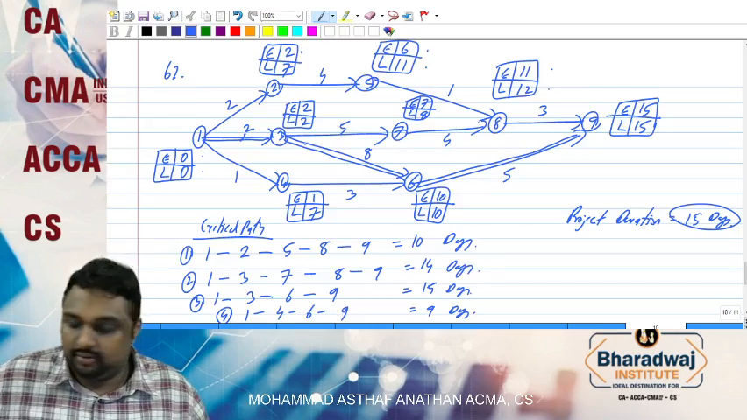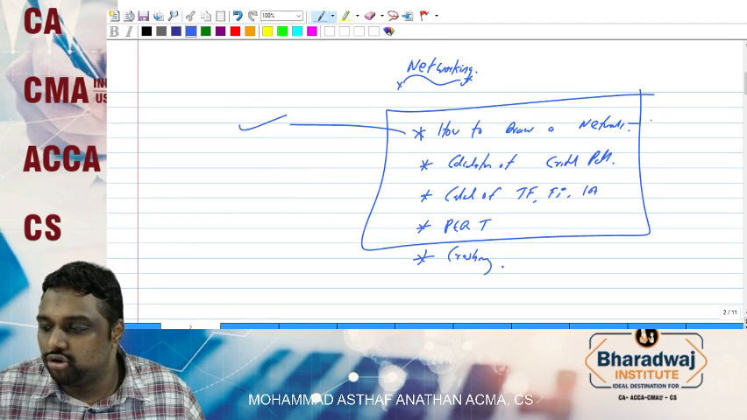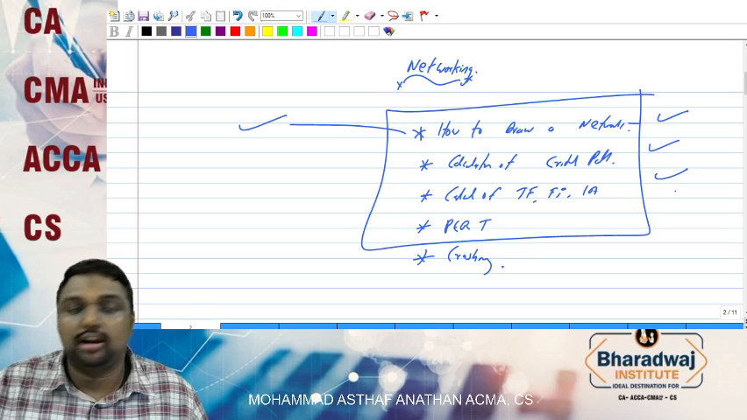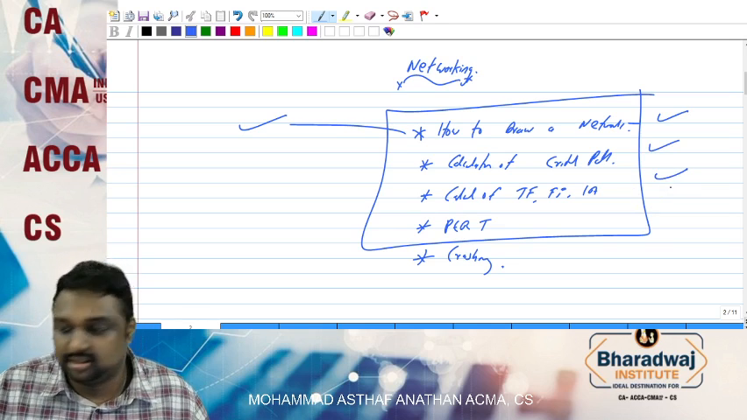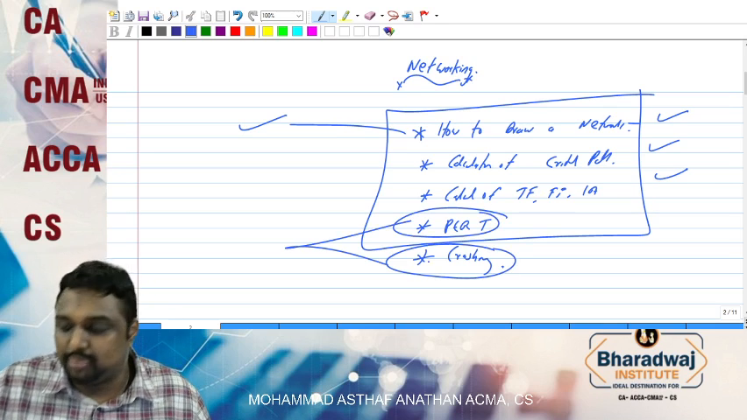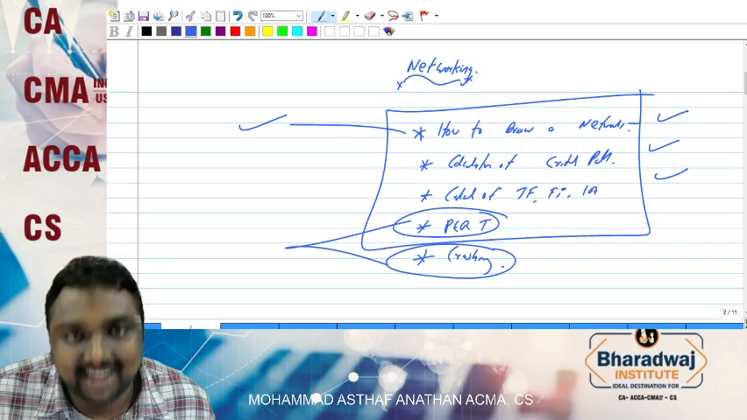In the next class, we will discuss another interesting concept called PERT. Today, when we started discussing the topic, we discussed how to draw a network. Calculation of critical path also we have discussed. Total float and independent float also we have discussed. So now we have only 2 points pending here. That is PERT crashing. So this we can discuss in our next class.